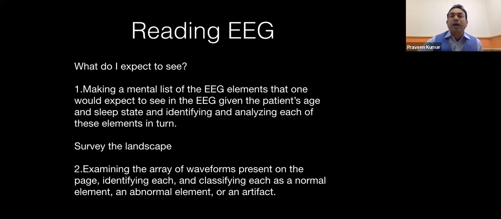So you order an EEG, and you know what you're looking for in this child. A child with non-epileptic events, the EEG can be normal. A child with childhood absence epilepsy, you know that you'll be getting, with hyperventilation, a 3 hertz spike and wave kind of pattern. So you go with a mental picture, but you keep on looking at each and every page.